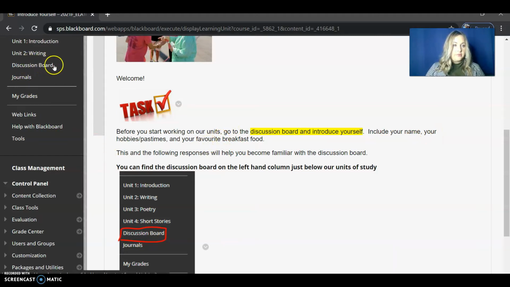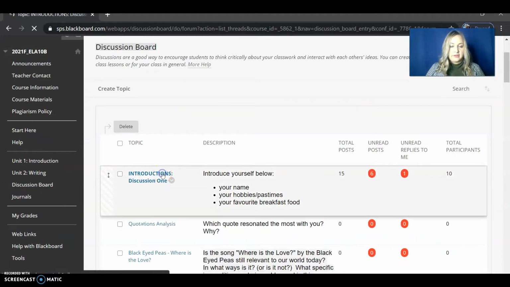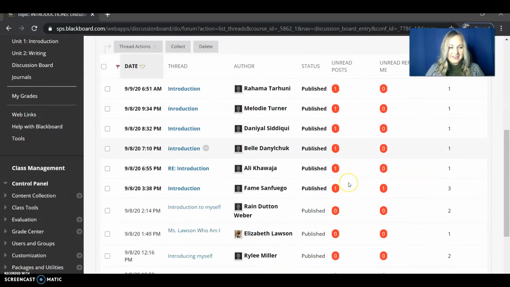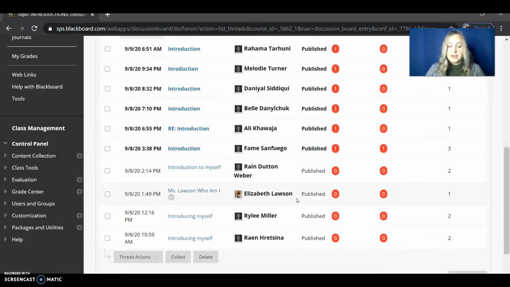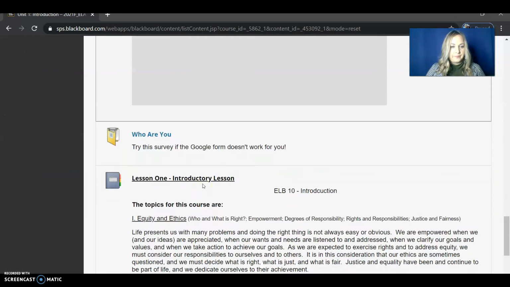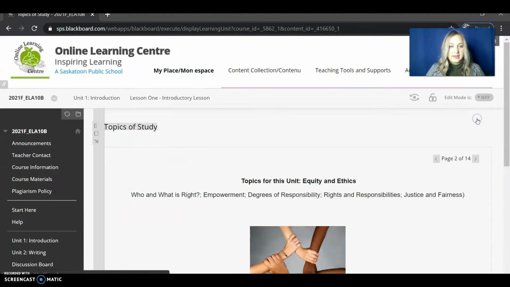Discussion board is right here. Oh, look, it looks like lots of you got in there. So we've got all of these. If you want to get to know some of your fellow classmates, you can read through those, and you can make some posts to people as well and say hi to everyone. So that's the first thing you're doing today. Once you're done that, we can go to the next page.